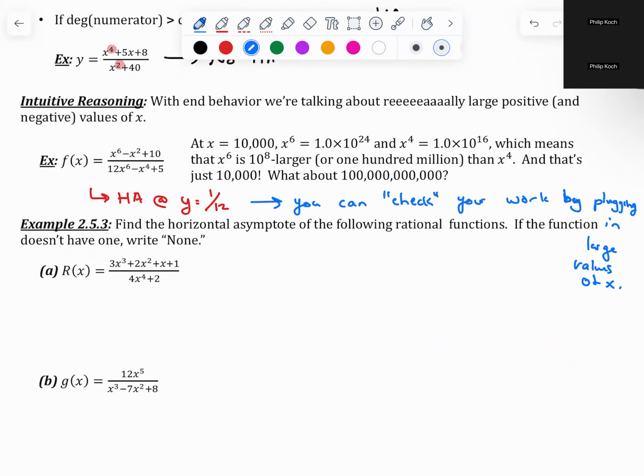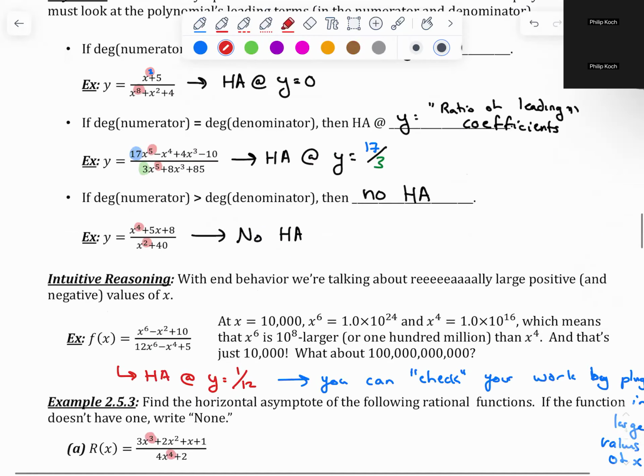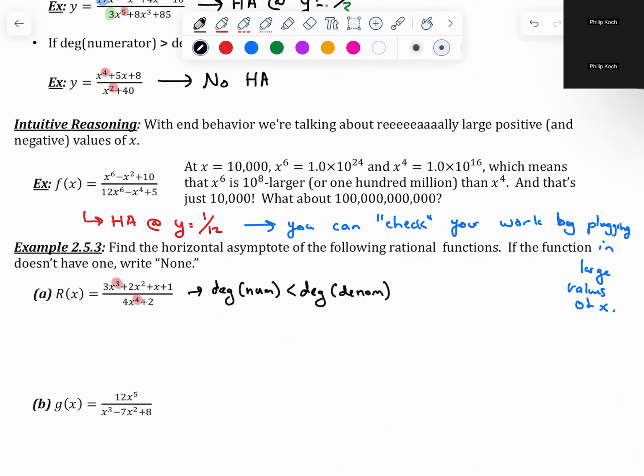All right, looking at this first one, find the horizontal asymptotes of the function if they have one. So this one here, 3x cubed plus blah, blah, blah over 4x to the 4th. Looking at the leading degrees, if you want to appeal straight to that little fact up above, then you would just say the degree of the numerator is less than the degree of the denominator, which implies there's an HA at y equals 0.